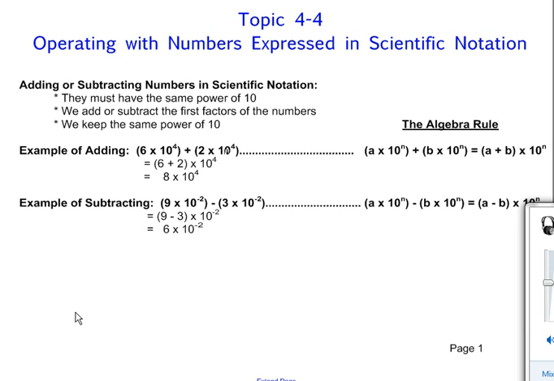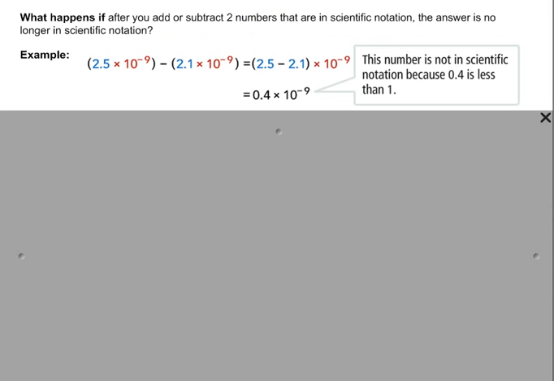On your sheet, please make sure you filled in those numbers. Please look to the right and see the algebra rules. In the middle of your handout, there's a question that asks, what happens if, after you've added or subtracted two numbers that were both in scientific notation, the answer is no longer in scientific notation? What do we do? There is an example of a problem: 2 5/10 times 10 to the negative 9th minus 2 1/10 times 10 to the negative 9th.